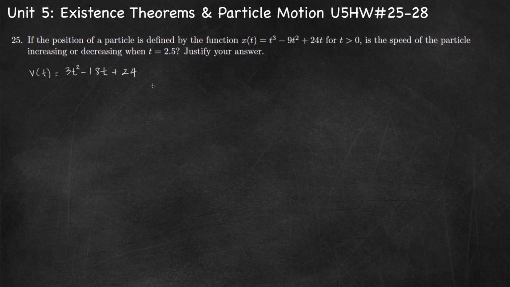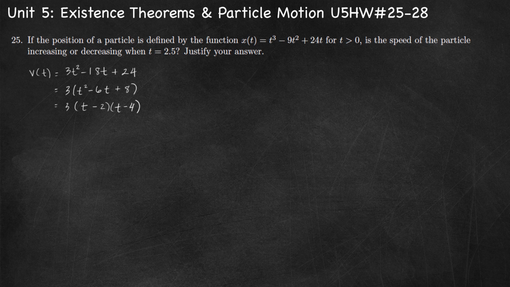In order to figure out if my speed is increasing or decreasing, I want to know if this is positive or negative at time t equals 2.5, and I'm trying to do this without a calculator. So squaring 2.5, multiplying it by 3, subtracting 18 times 2.5 might be a little bit annoying. We can make this easier if we can factor, so I'll start by factoring out a 3, and that leaves behind t squared minus 6t plus 8. Now can we factor t squared minus 6t plus 8? So that would be t minus 2, looks like, and t minus 4.